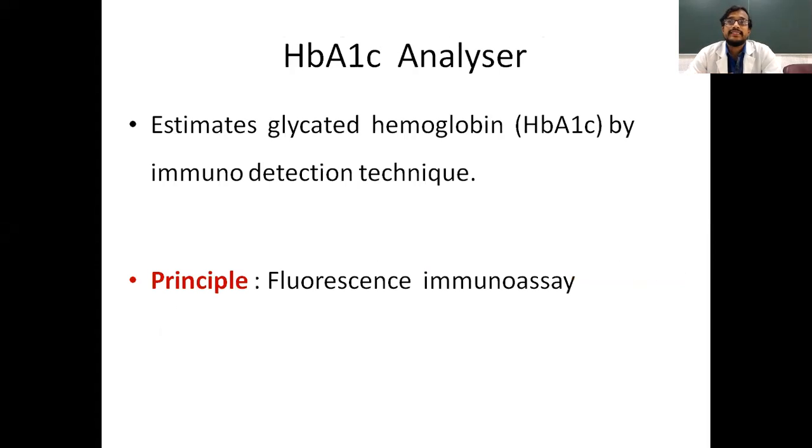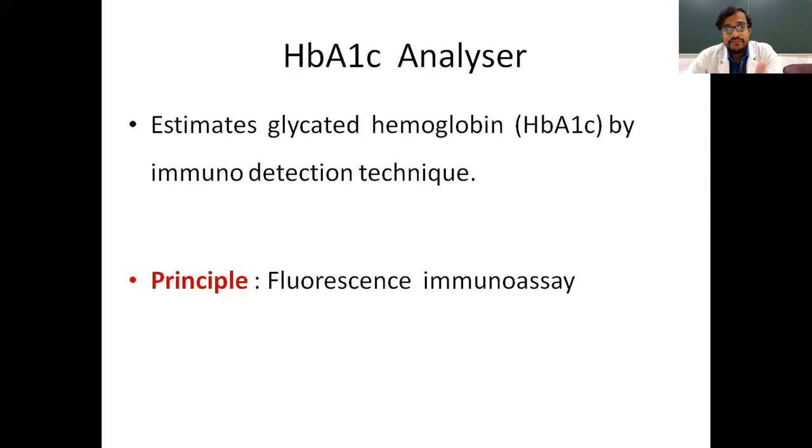And coming to the HbA1c analyzer, this is another analyzer. I think you have seen the electrolyte analyzer also in your clinical posting. And this is the HbA1c analyzer, which calculates the glycated hemoglobin, HbA1c. I know you know what HbA1c is. It is a combination of hemoglobin with glucose, glycated hemoglobin. This is estimated in case of diabetic patients, to know the control of glucose in the blood.